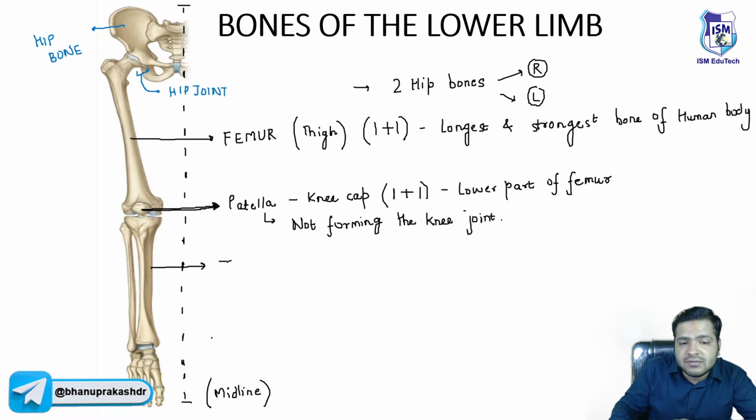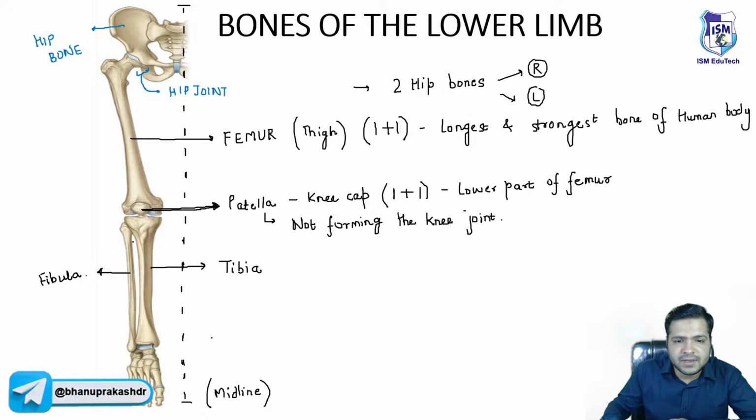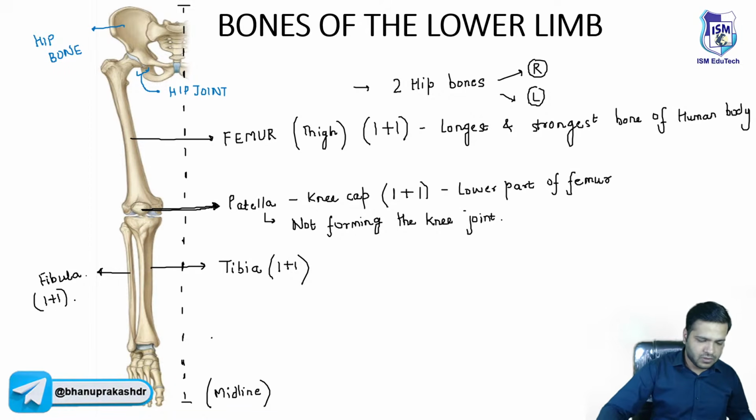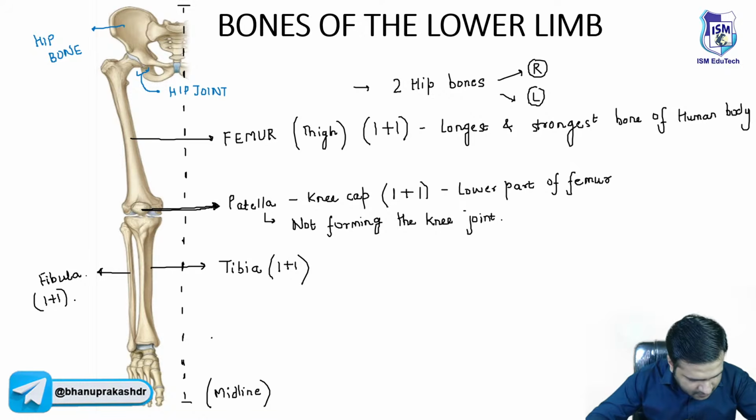This bone is the tibia. And this bone is the fibula. Now my question to you is, out of tibia and fibula, which one is the medial and which one is the lateral bone of the leg? Quickly tell me, which one is medial and which one is lateral?